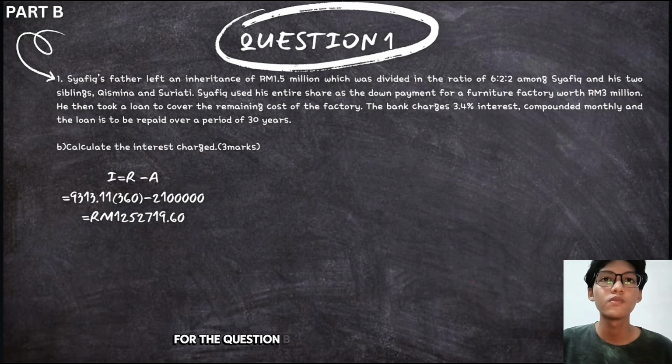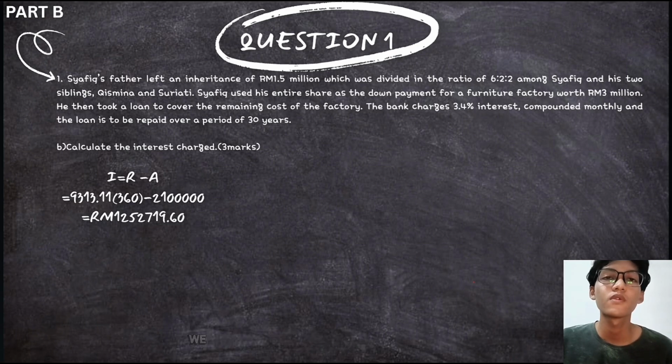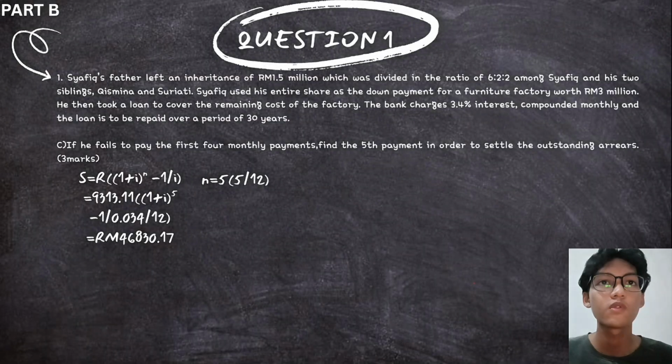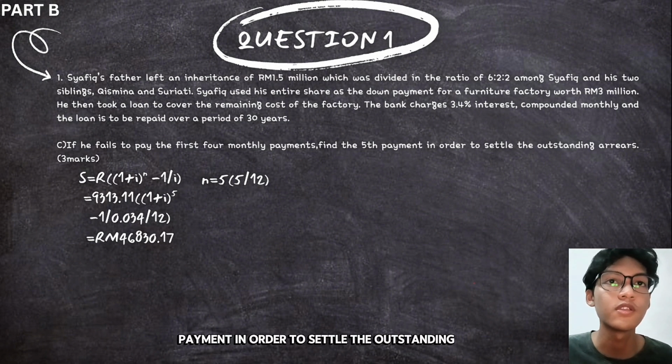For the question B, we must find the interest charged. The formula of interest is I equals R minus A. We must multiply R with 360 because the amount of R is only the monthly payment and not the total amount. So the total of I is 1,252,719.60. For the question C, we must find the fee payment in order to settle the outstanding arrears.